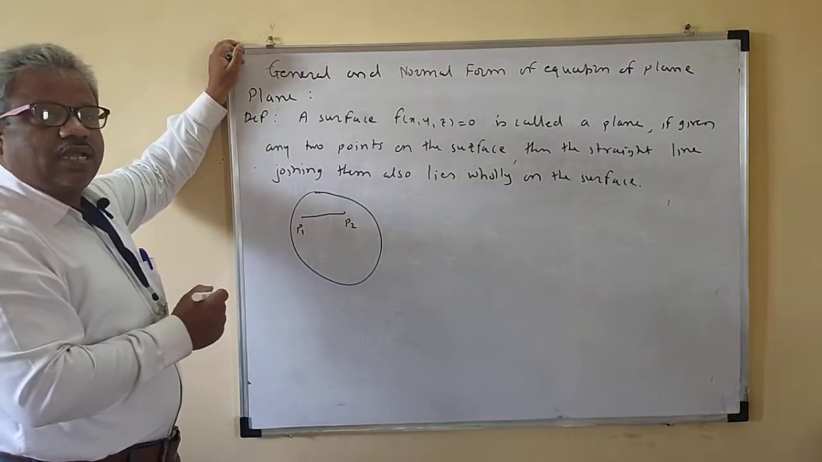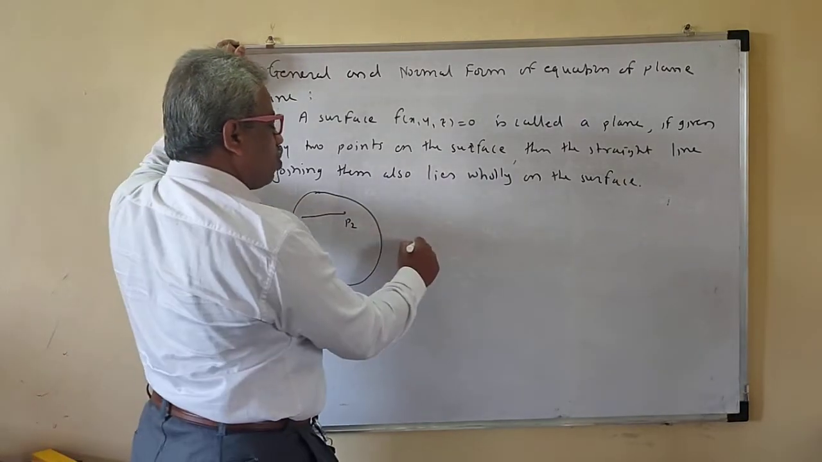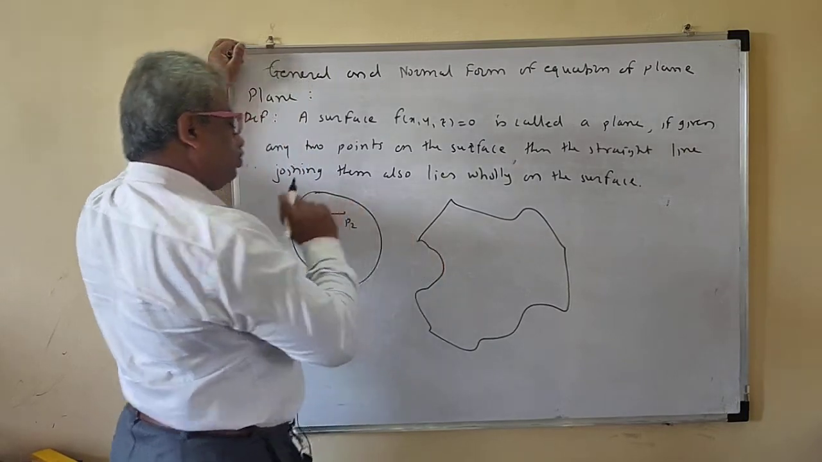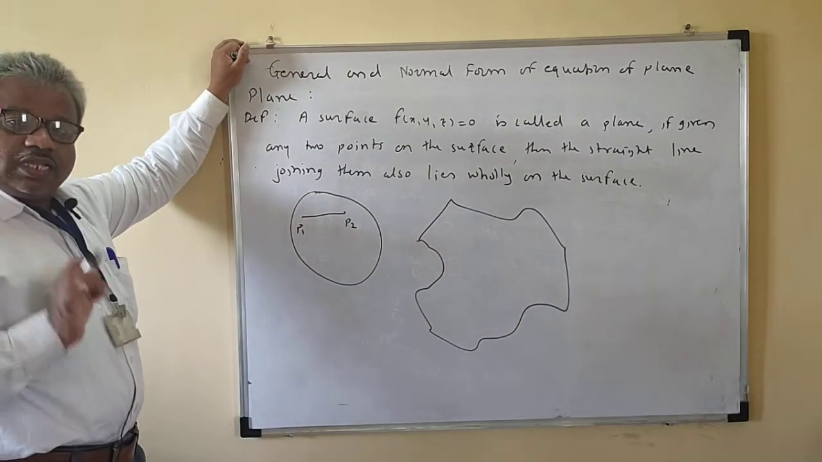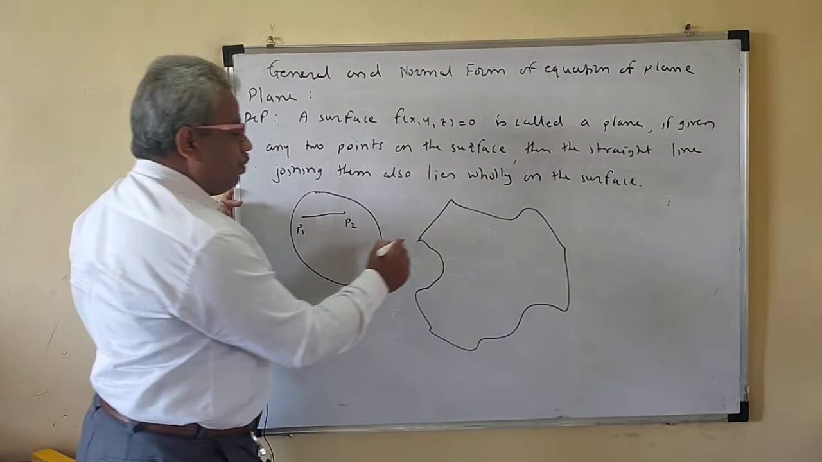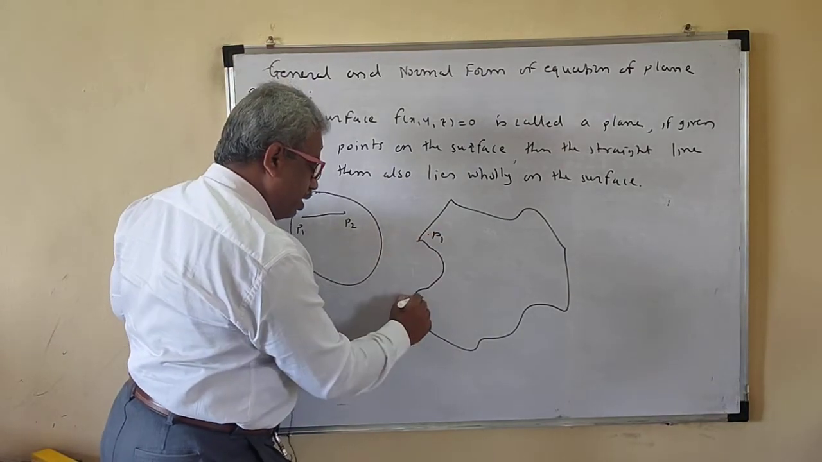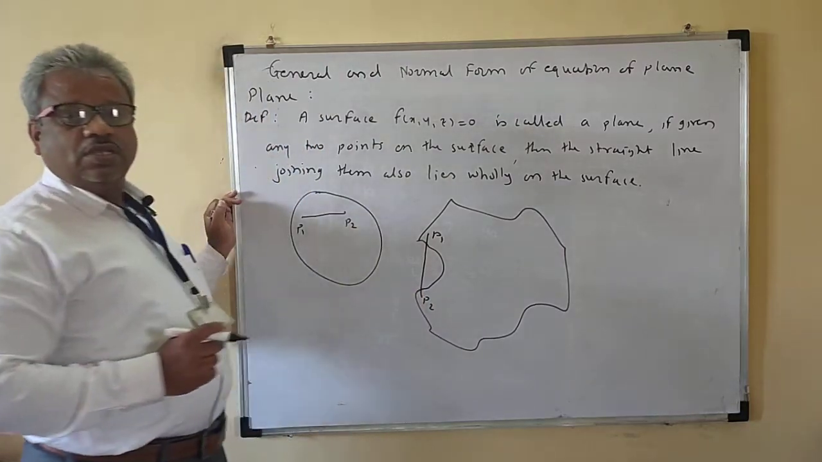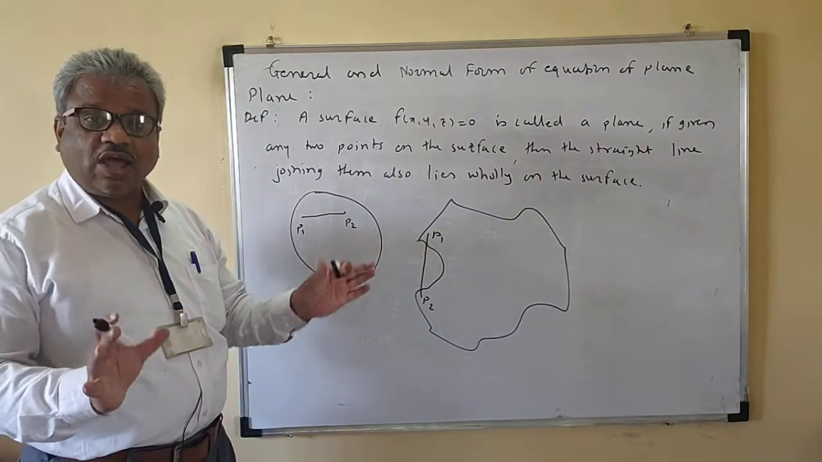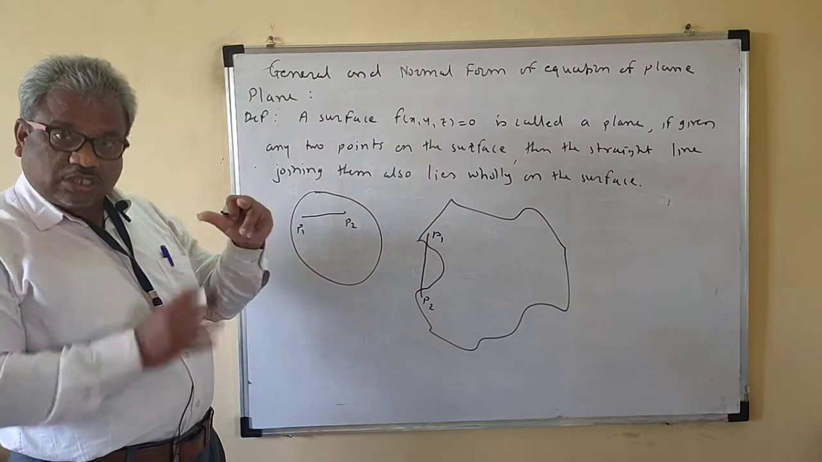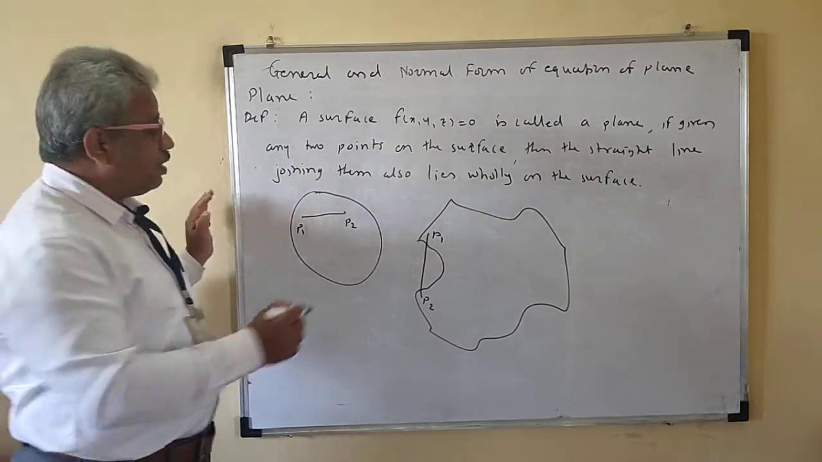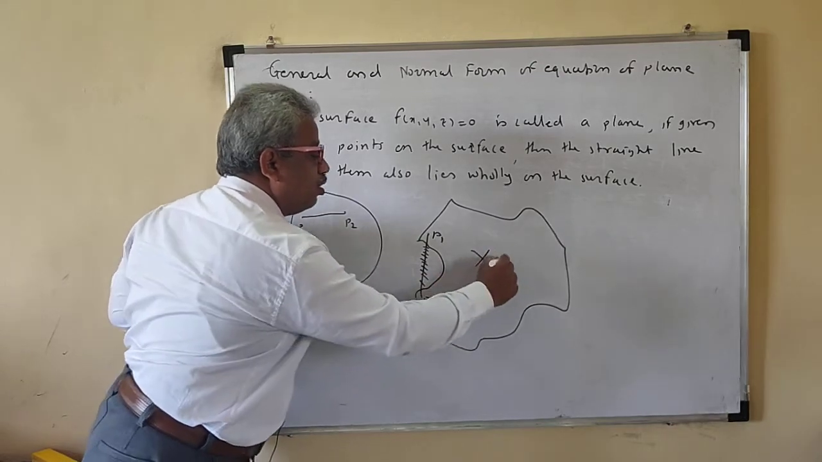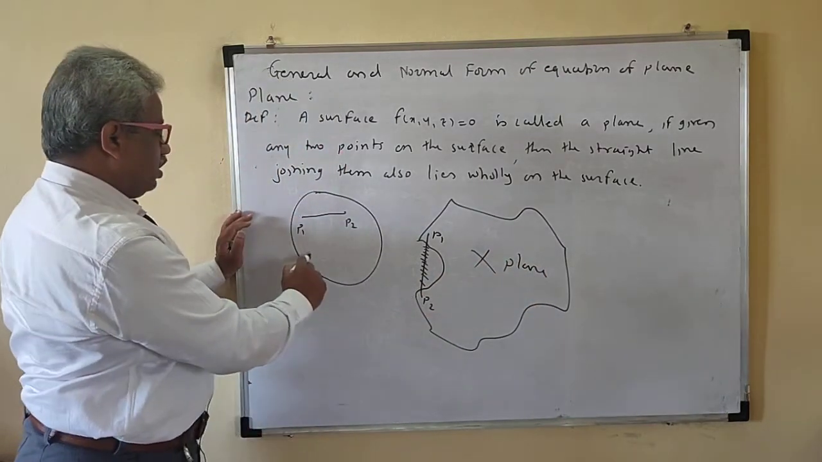Suppose you draw a circle like this and this is your surface. Is it a plane? Now see, if I take the point P1 here and the point P2 here, and I join them, the segment does not lie wholly on the surface. This point is outside the surface. So this is not a plane.